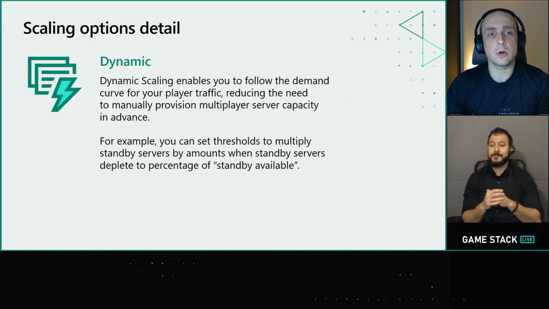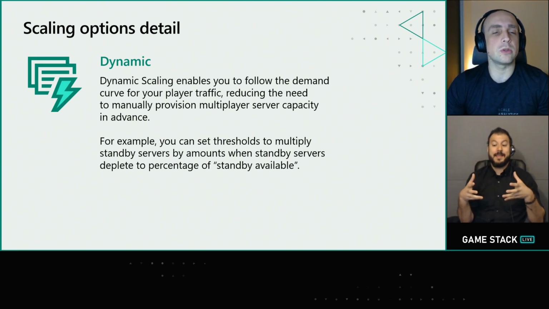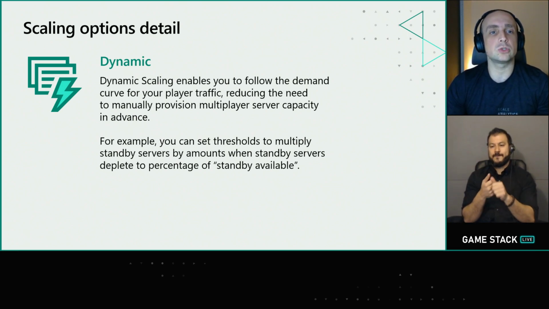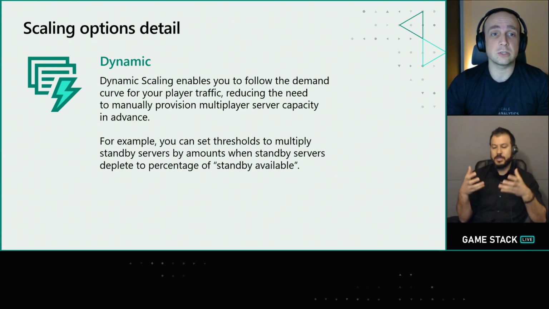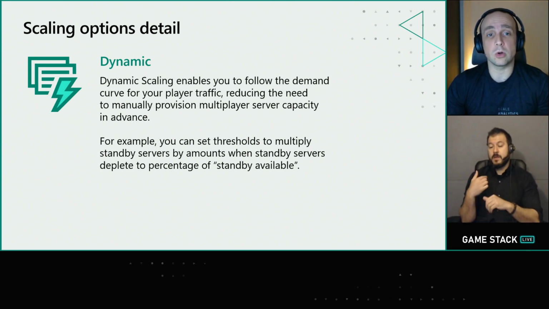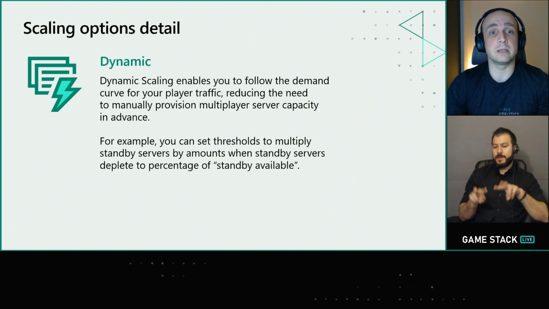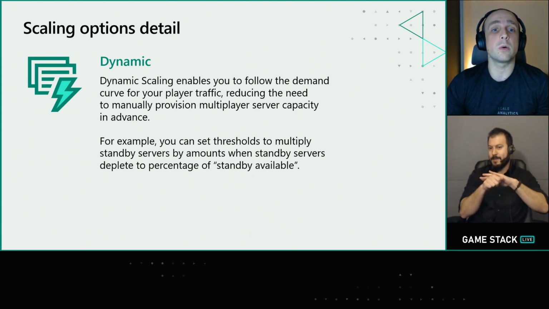The next scenario we're going to describe is dynamic scaling. So dynamic scaling allows us to follow the demand curve from player traffic, reducing the need to manually provision multiplayer server capacity in advance. Just to give you a simple example, basically what our platform does is monitor the standing by availability levels, and when they drop below a certain percent, we can increase it.